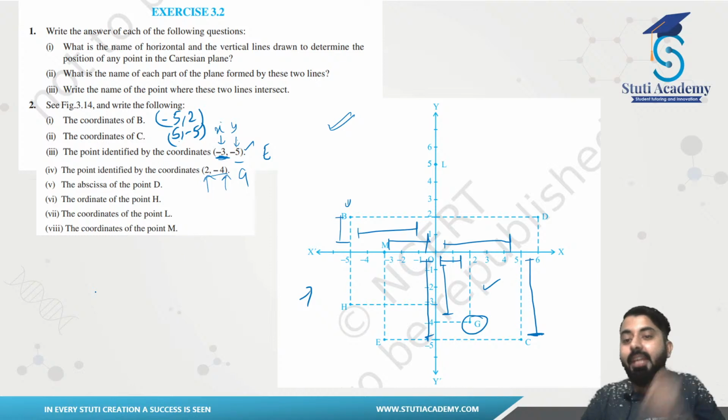Now the abscissa of D. Abscissa means x, the x of D. Where is D? D is here. What is the value of x here? It is 6. You see, it is 6. Coordinate of H, where is H? H is here. What is the vertical distance? It is -3.